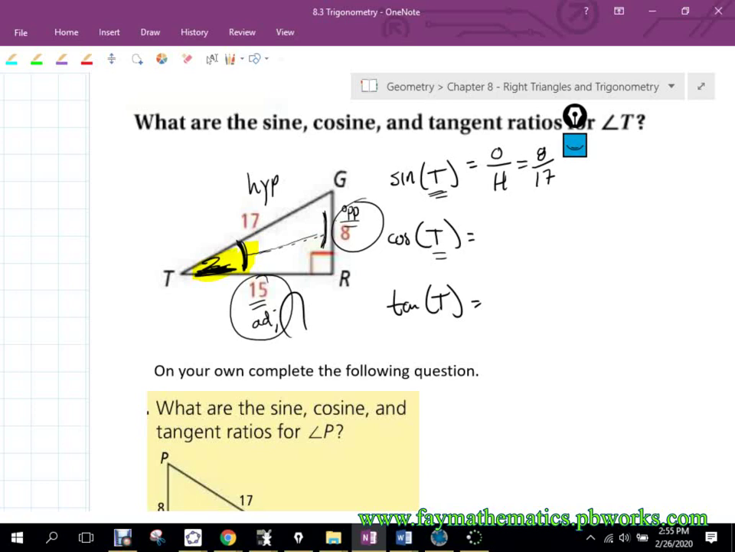Take a minute knowing cosine and tangent from SOHCAHTOA. See what you get with cosine and tangent.